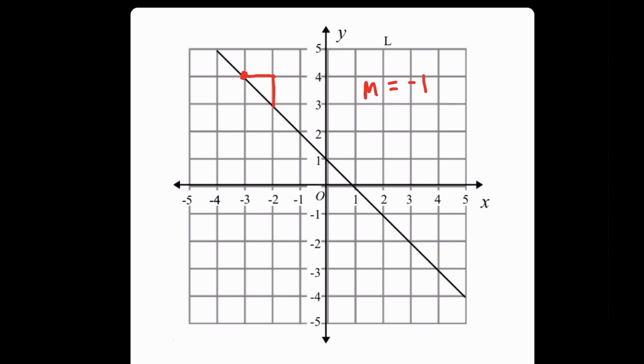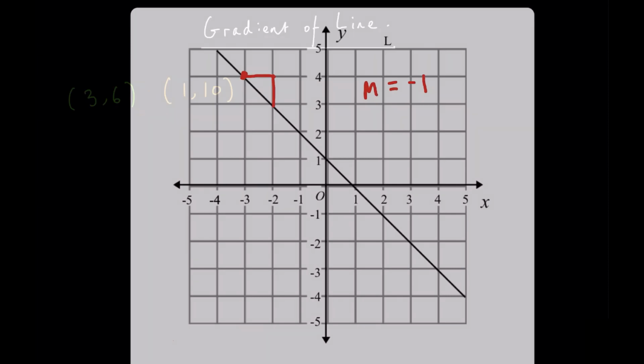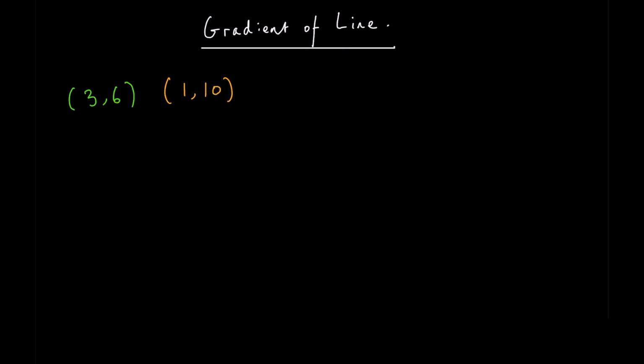Now let's look at another way we can get the gradient. Let's work out the gradient when we haven't got the graph drawn for us. Here we've got 2 coordinates and we need to work out the gradient of the line going through those 2 coordinates. So we're going to do change in y over change in x. When you're doing change in y, you're subtracting the y's. It doesn't matter which way around you do it. However, you need to follow the same order when you're doing change in x.